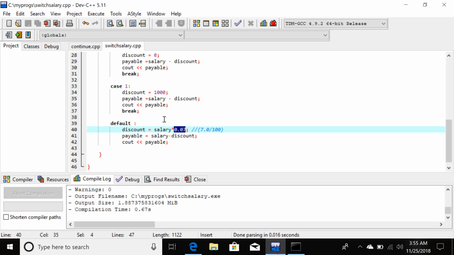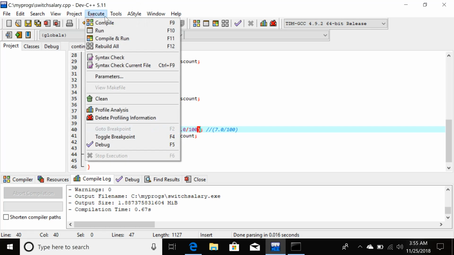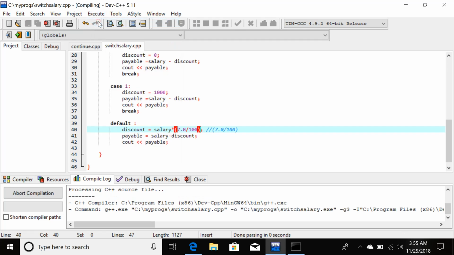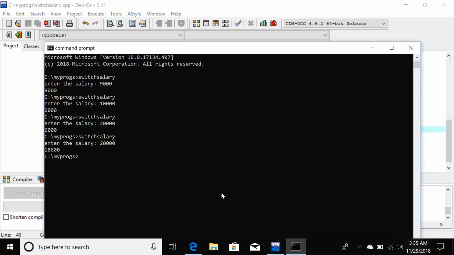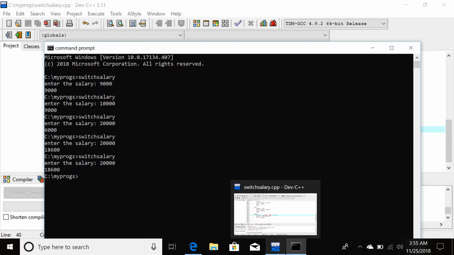Okay, if I change it to this 7.0 divided by 100, let's see what happens. The result must be the same. If I again write 20,000, oh yes, the result is the same. Perfect. Now we are clear about what is happening here.